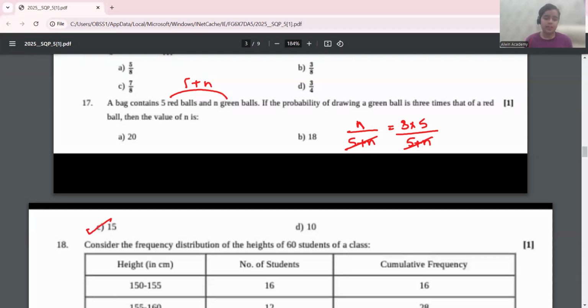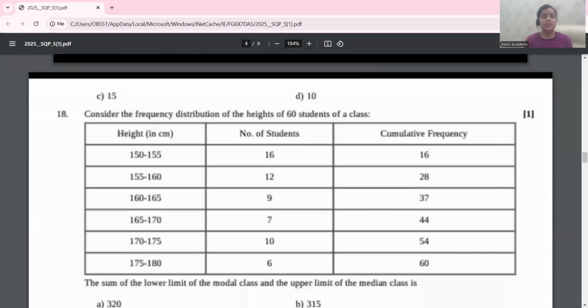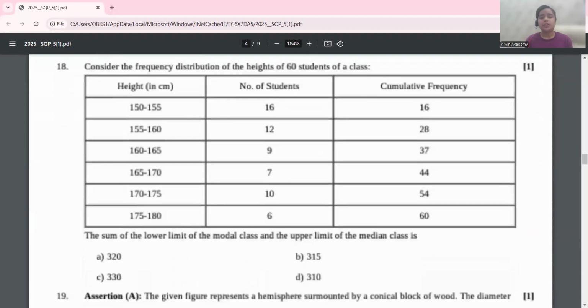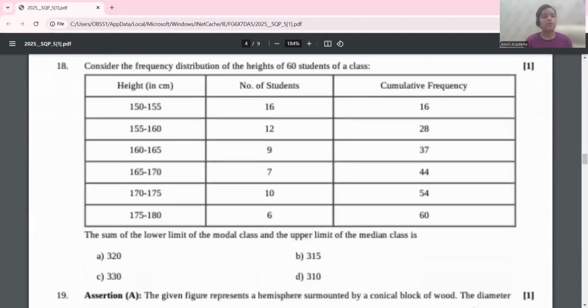Going to the next question, question number 18. Consider the frequency distribution of 60 students in a class, the sum of the lower limit of the modal class. Now, the modal class is the class with the highest frequency. Herein we have the frequency. The highest frequency is 16, as we can see, and the lower limit is 150.